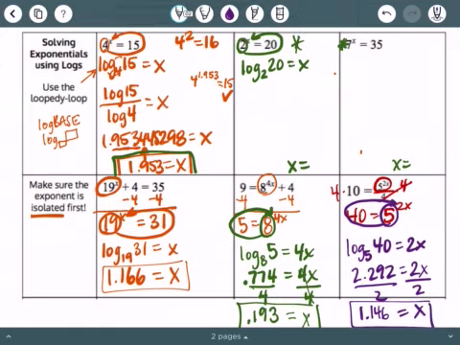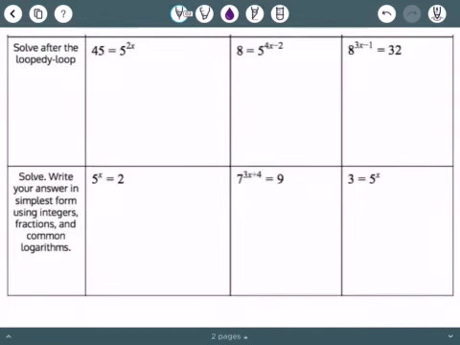So first things first, we learned about using the loop-de-loop, right? So we use the loop-de-loop to put a log in, and then we learned about isolating the expression. From there, we can see that this just steps up one more trick. So we're going to solve after the loop-de-loop, which we've already done. So start with my base, log 5 to the 45 equals 2x, just like that.